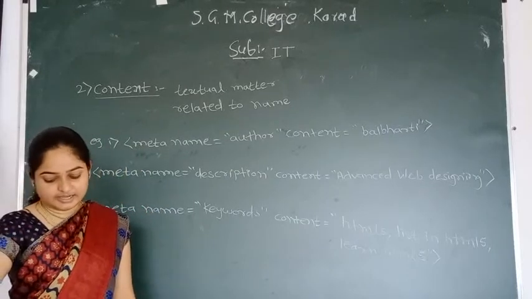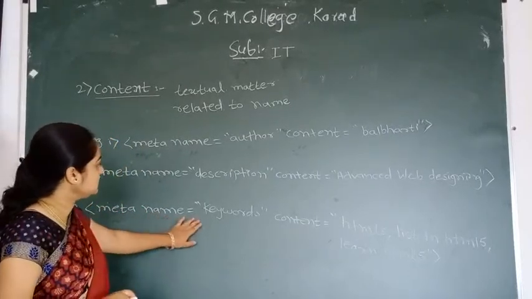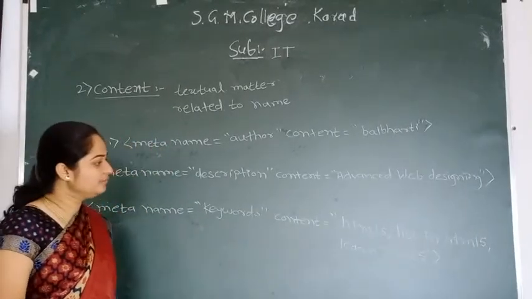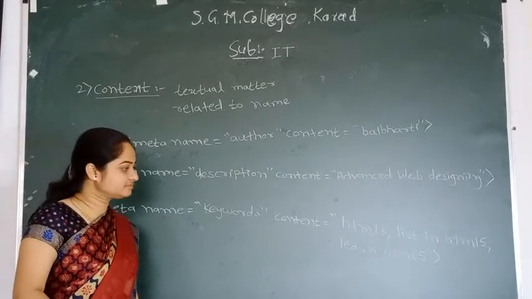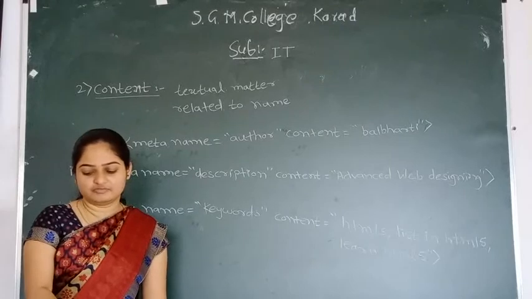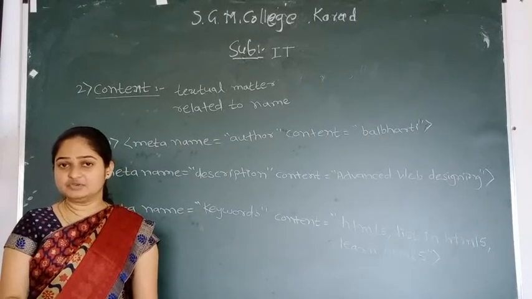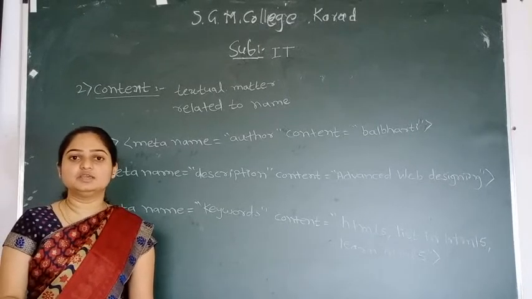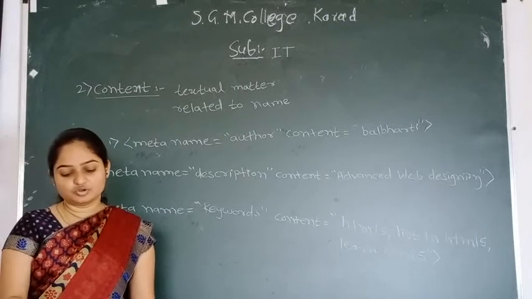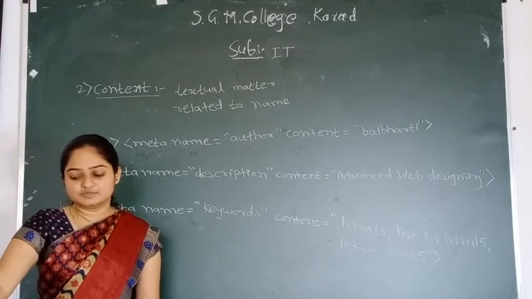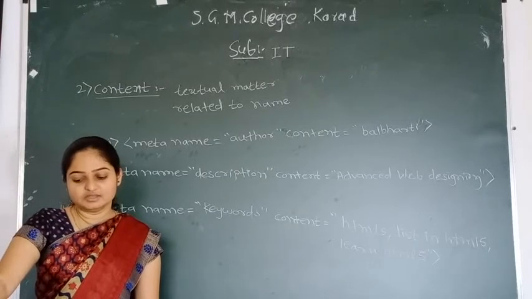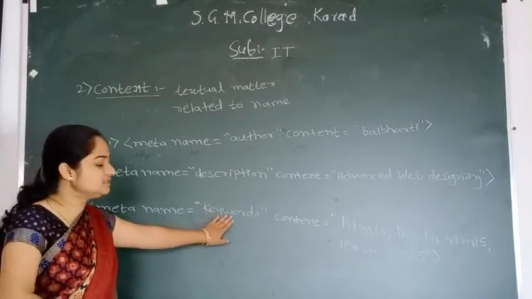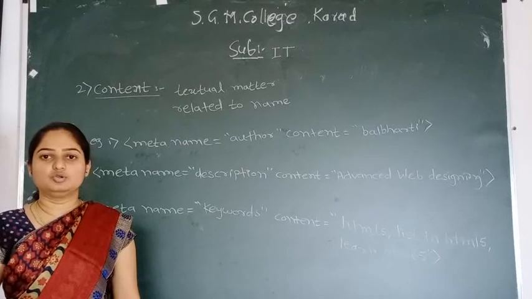Here the next is a meta name equal to keywords, content equal to HTML5, listing HTML5, learn HTML5. The keywords are giving extra weight to a document, and description provides a synopsis of the page.